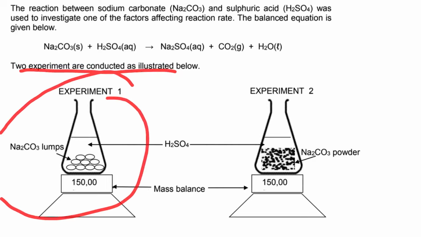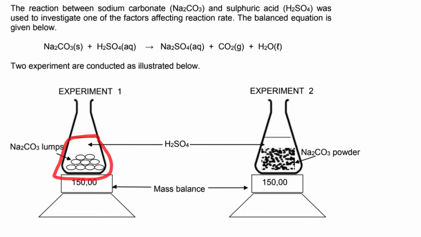This is experiment 1. The content inside here is 150 grams, but the sodium carbonate is in lumps, as you can see there, and it's covered with, or dissolved in, the hydrogen sulfate, which is the sulfuric acid. That's the initial mass, and this is the mass balance, which is the scale.